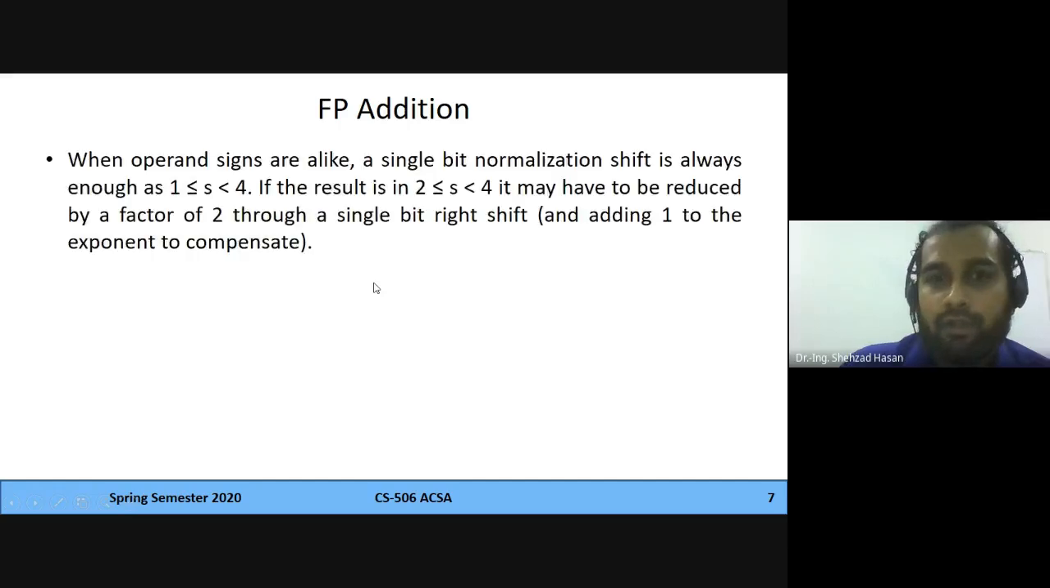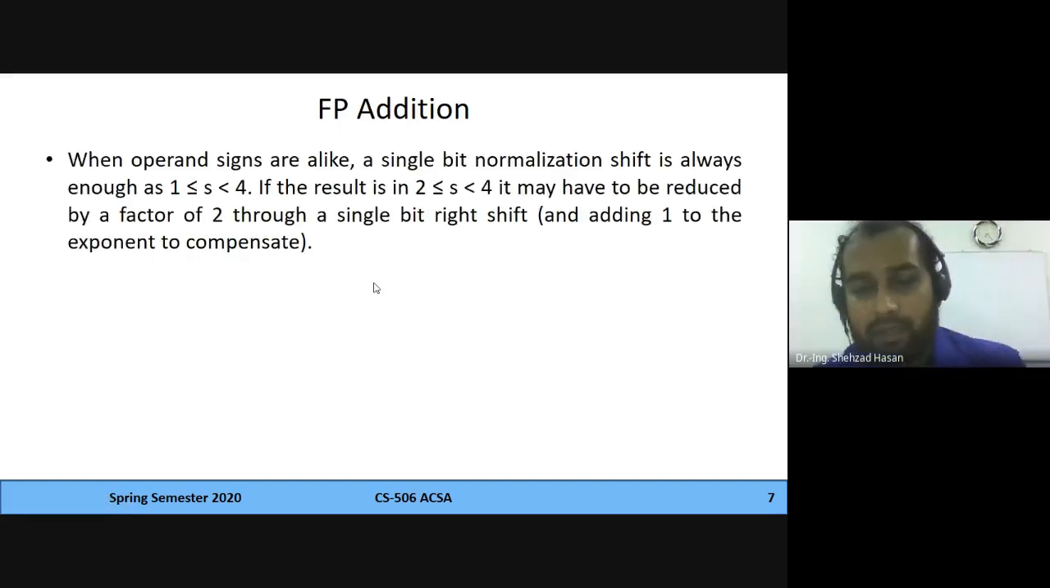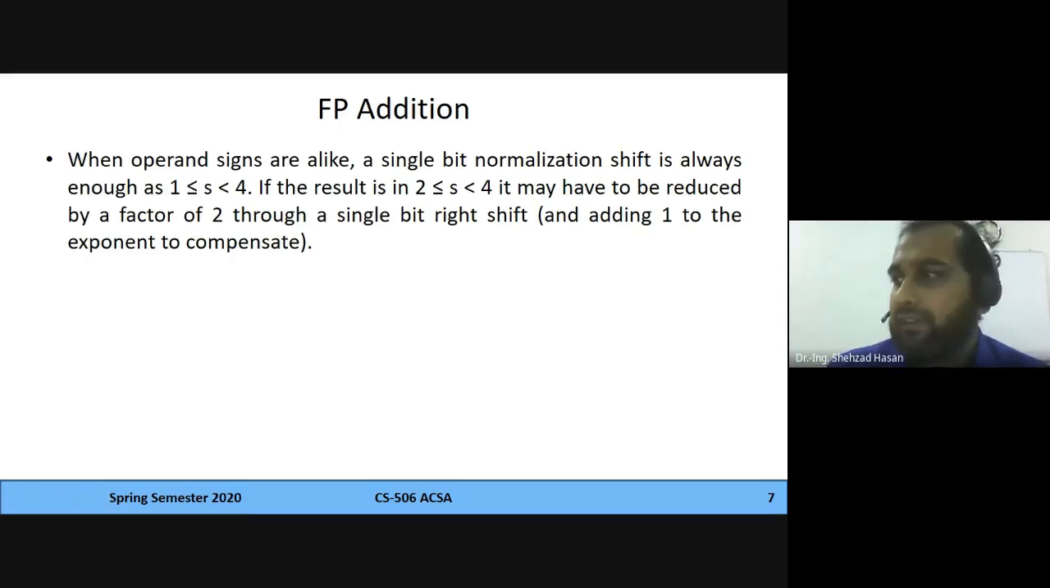Okay, so now this is the main thing here. So I'm going to come to the multiplication process after the break. I'm going to take a break shortly, but let's just finish the floating point addition process.